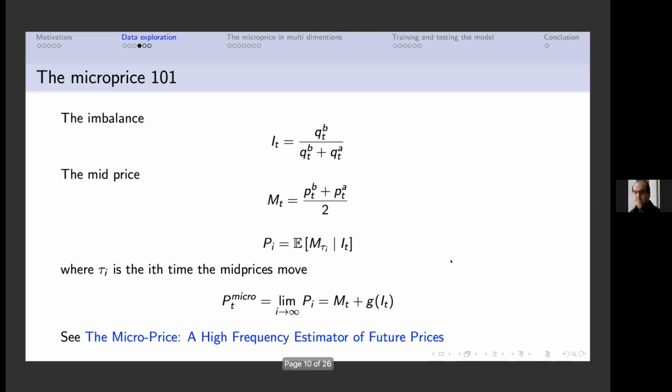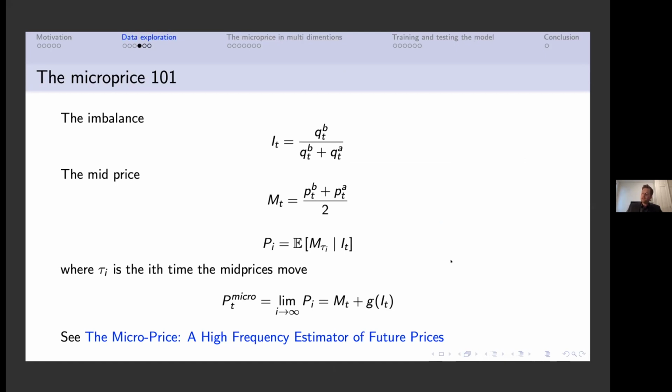So Sasha, I understand why you would look at P1. It's an estimate of the next price move, but why would you send i to infinity? Why would you care about that? That's like a far away horizon.